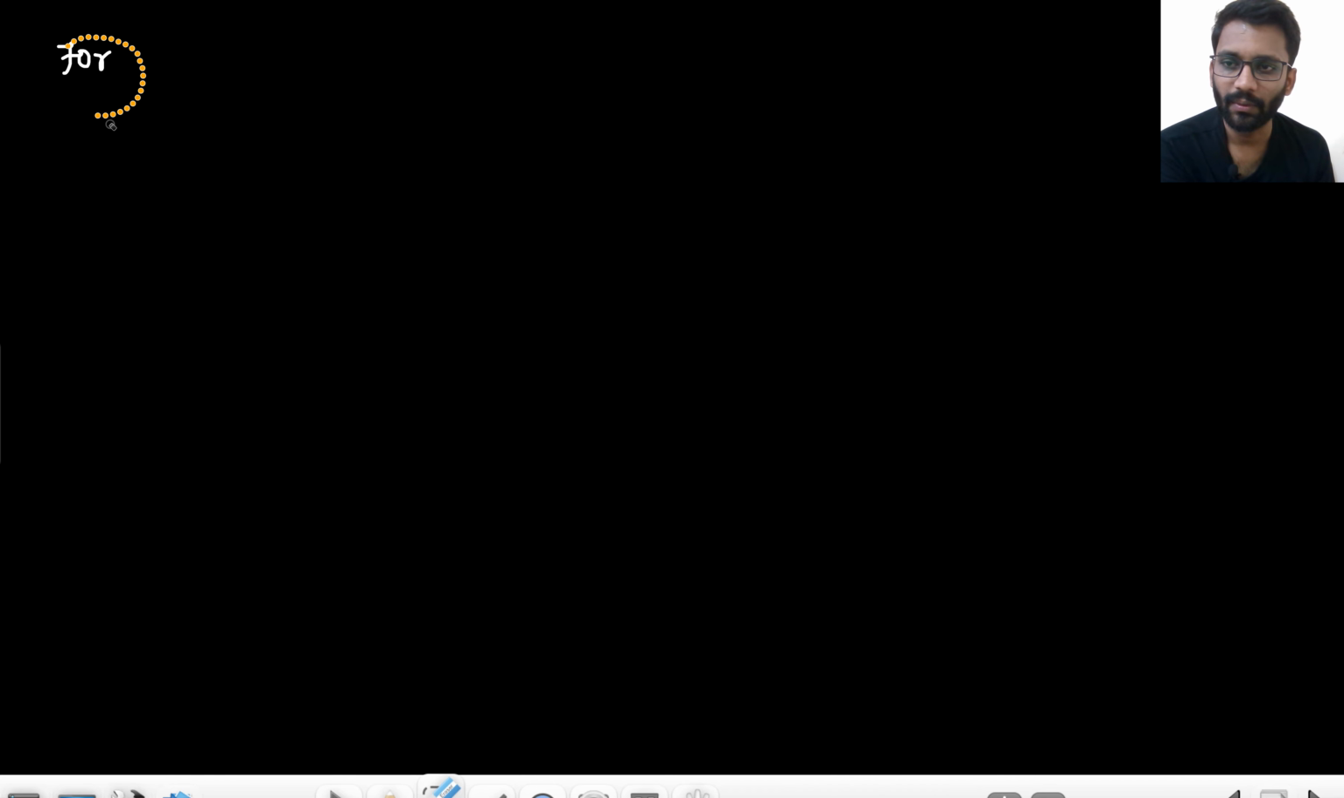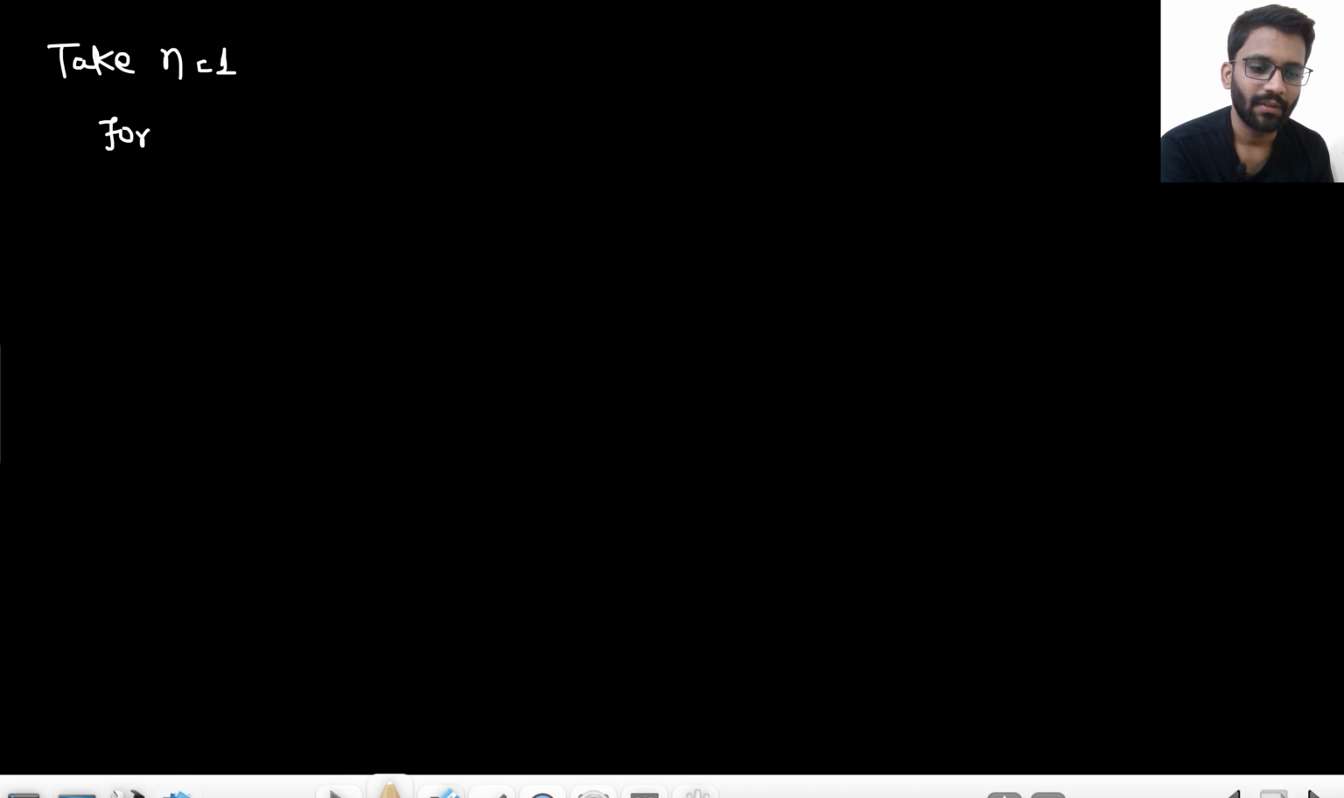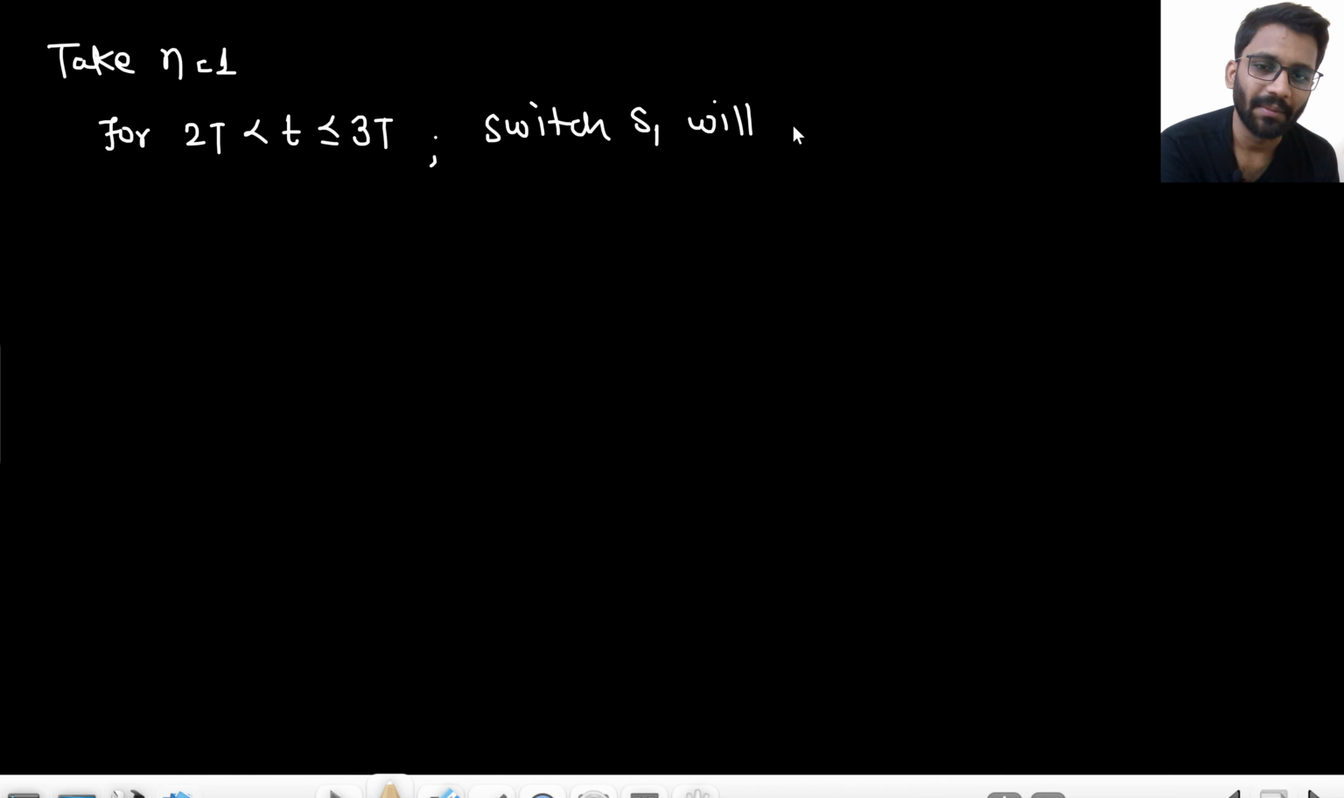Take n equals to 1 now. So now what will happen? If n equals to 1, then for 2T to 3T, switch S1 will come in action. I am just writing switch S1 will come in action. That means it will charge the capacitor now.